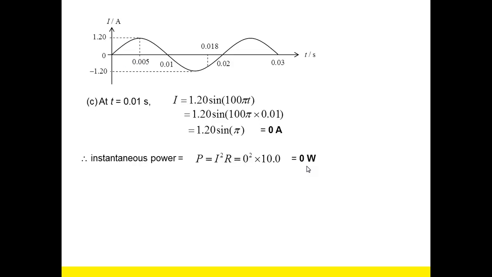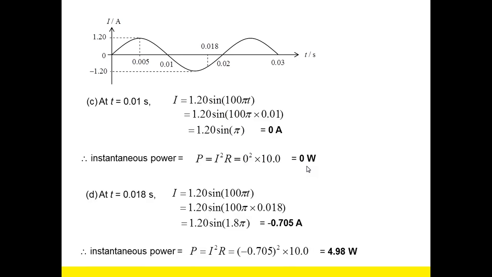So let's repeat this for part C and D. And we see that in part C, when the current is 0, the power becomes 0. And in part D, although the current is now negative, to denote that it's traveling in the opposite direction compared to part B, the power dissipated is still a positive value. This is because power dissipation does not care about the direction of current.